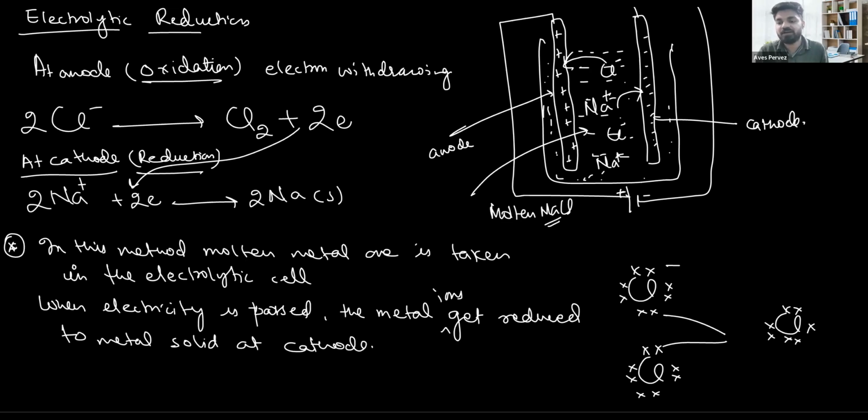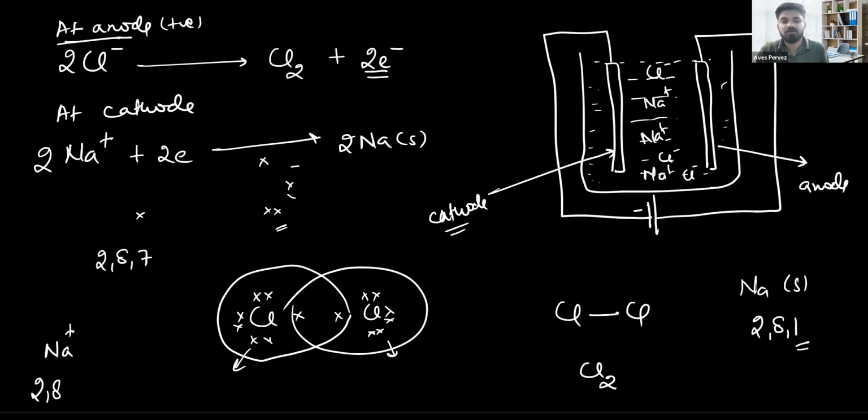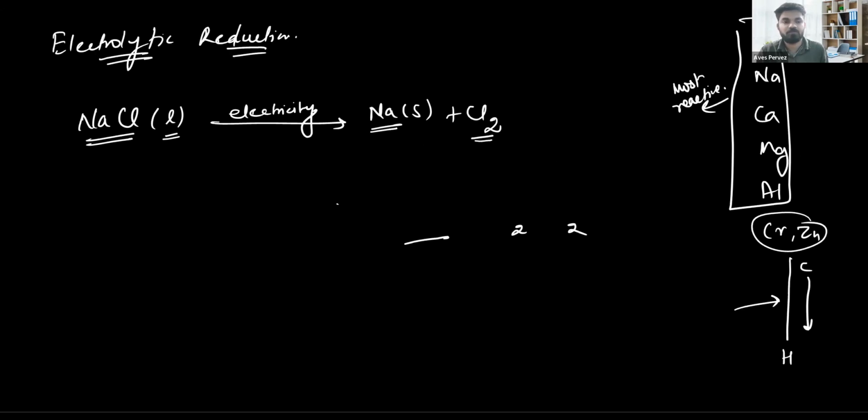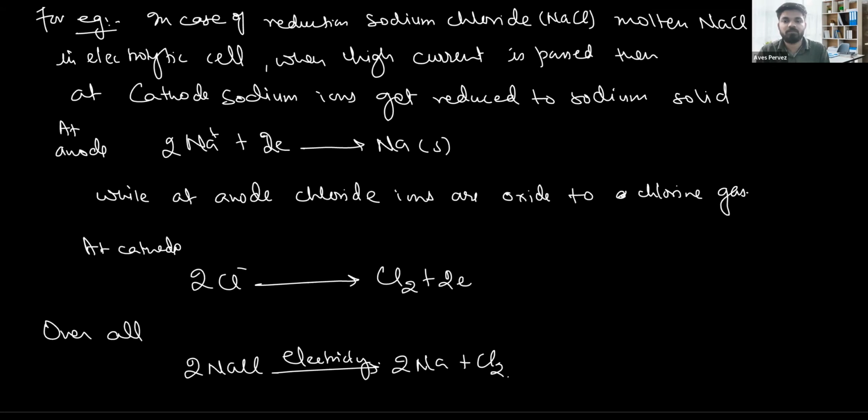So this is the electrolytic reduction. Note this one also. For example, in the reduction of sodium chloride, molten NaCl is taken in an electrolytic cell. When high current is passed through it, at the cathode, sodium ions get reduced to solid sodium. Note this reaction, while at the anode, note this one.